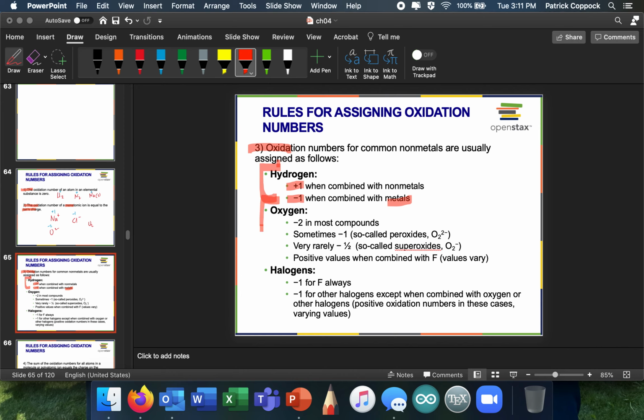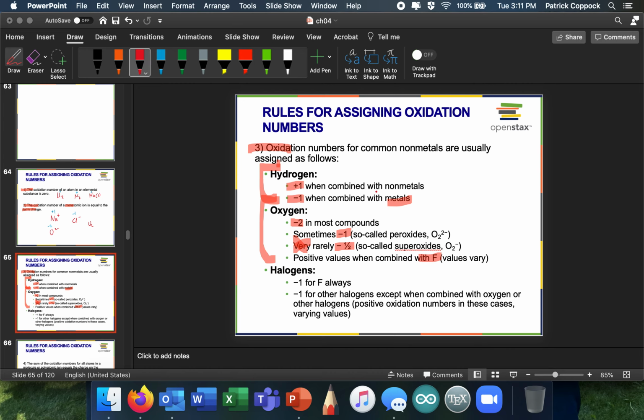Almost as solid is oxygen. Oxygen is -2 in most compounds. Sometimes it's -1, in other words, if it's with hydrogen in a weird way so that it can't be -2. And rarely it's -1/2, so really we could probably cross that off. Don't worry about that. And it has positive values when it's combined with fluorine, which we rarely see.